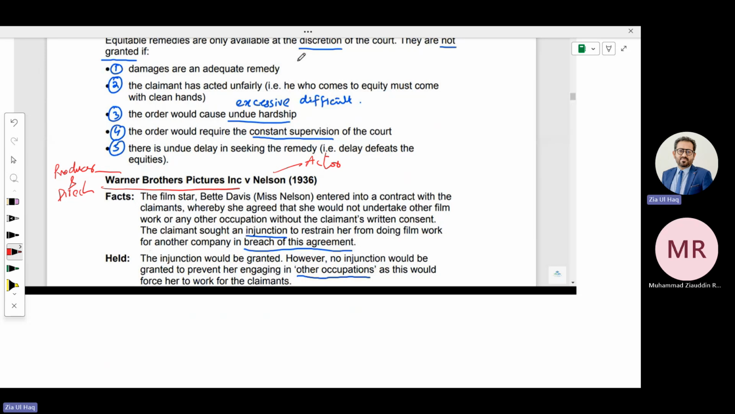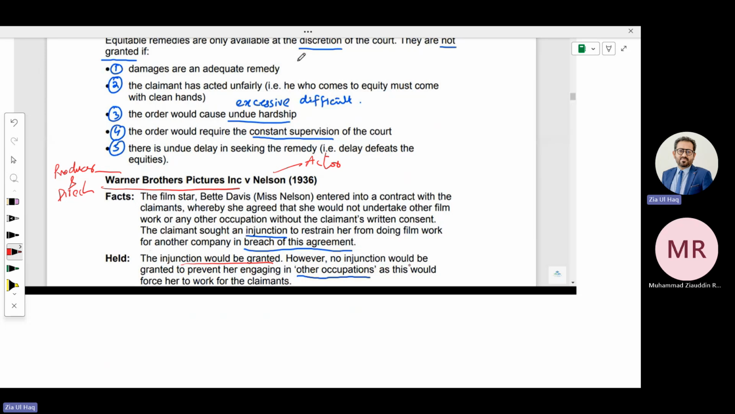The claimant sought an injunction to restrain her from doing film work. They asked the court for an injunction, meaning not to do a similar role in another film, doing work for another company in breach of this agreement. The injunction would be granted. An injunction is an order not to do something.